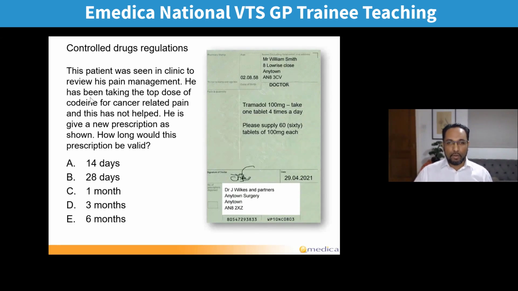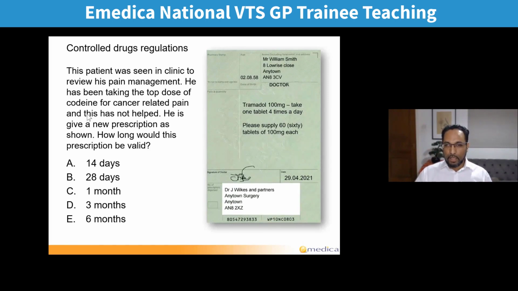So if you look at the scenario, they've been taking the top dose of codeine for cancer-related pain, and it's not helped, and now they've been given a new prescription. Now we have to look at the picture to find out what they have been given. So they've been given tramadol 100 milligrams 4 times a day. So 400 milligrams, the top dose of tramadol.